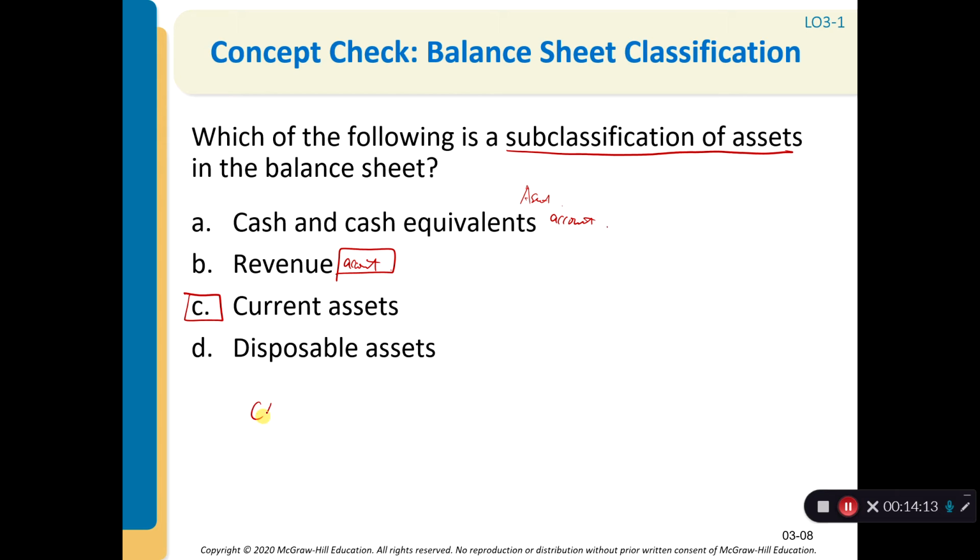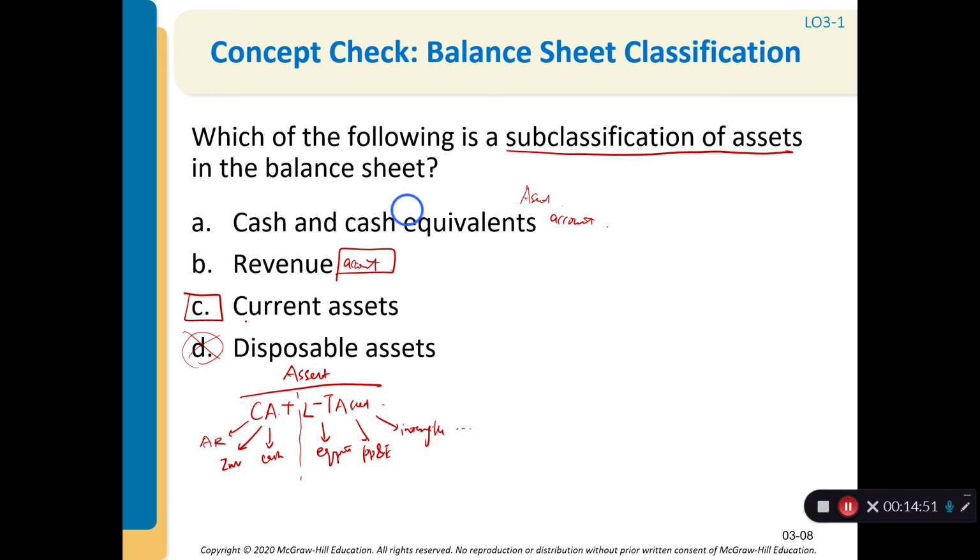In other words, current asset and long-term asset are subcategories of assets, right? Under current asset, you can have inventory, cash, and accounts receivable, and under long-term asset, you can have, let's say, equipment, PP&E, intangible assets, and so on and so forth, right? So C is the answer.